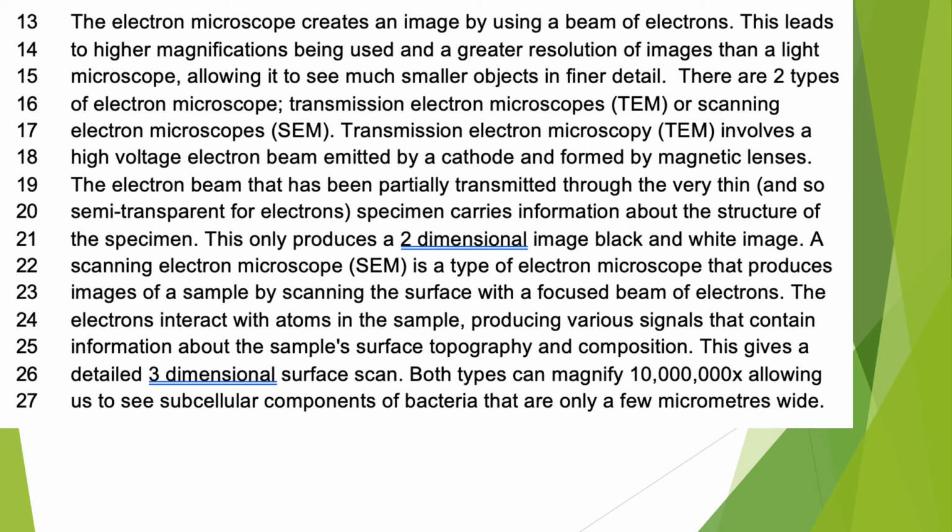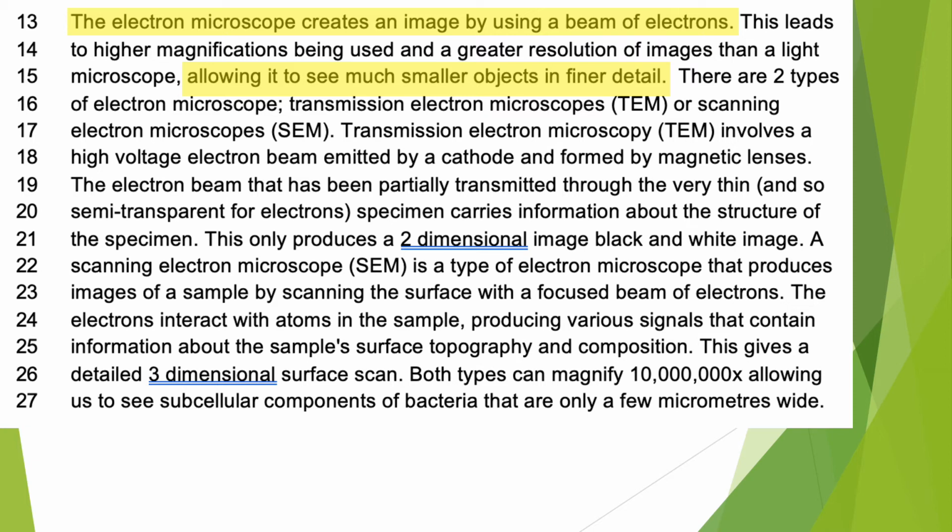The electron microscope creates an image by using a beam of electrons. So make sure you highlight that. That's going to be your important part there. This leads to higher magnification being used and a greater resolution of images than a light microscope. All right. So some ways that an electron microscope is much better than a light microscope is that you get high magnification, and you also get to see objects in much finer detail. So high magnification, high resolution. These are two qualities that an electron microscope just can't be beat by with a light microscope.